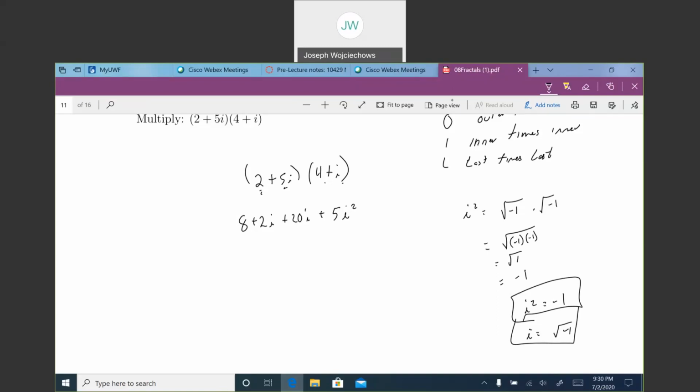So let's look at this. This is simply 8. We'll take 2i plus 20i, and we'll get plus 22i. And this is plus 5 times our -1. And this is 8 plus 22i minus 5. Combine our like terms here, and we get 3 plus 22i.